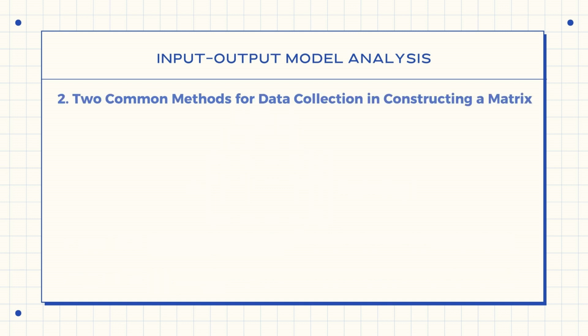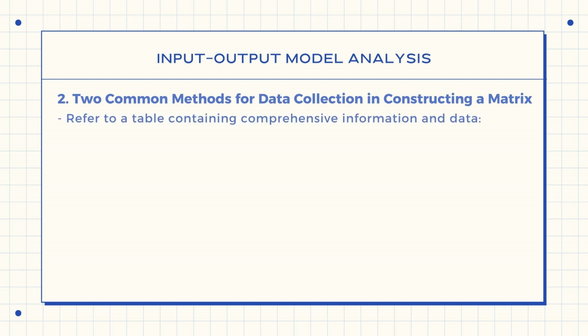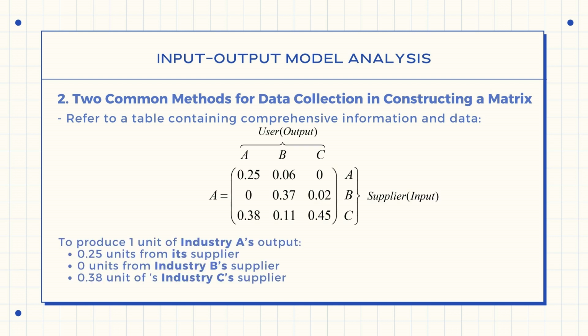Additionally, there are 2 commonly used methods for providing us with data for constructing a matrix. Initially, it could refer to a table containing comprehensive information and data. We can easily recognize that in order to produce 1 unit of industry A output, we need 0.25 units from its supplier, 0 units from industry B supplier, and 0.38 units from industry C supplier. The output and supply standards for industries B and C are also determined similarly.